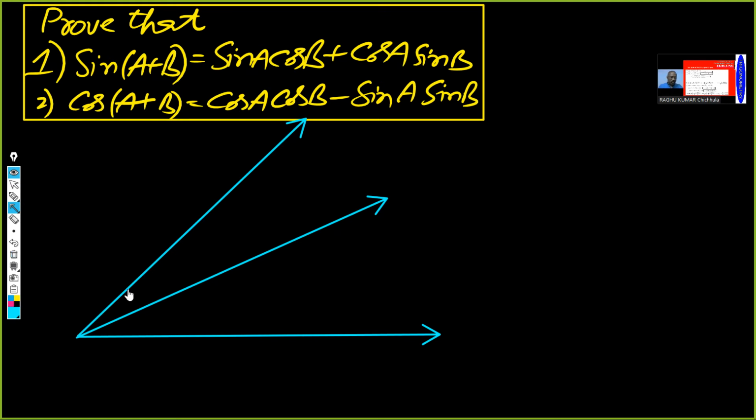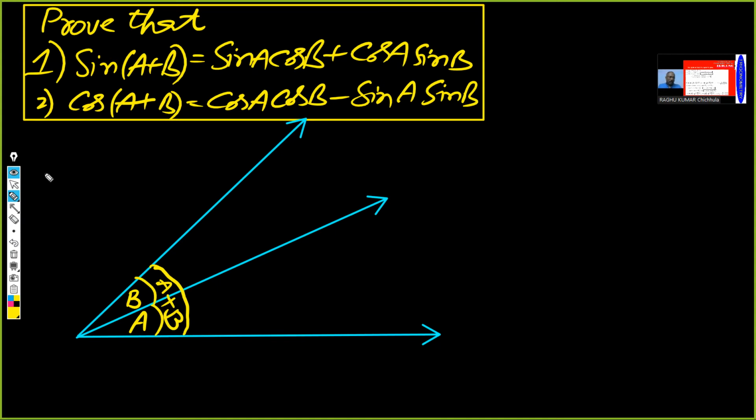Just see this. So I'm marking up the angles now. This first one is angle A. And this is angle B. Then what is the total angle, please? A plus B. This is what the construction you have to understand. Why should we construct like this? Because we need sin A plus B, and cos A plus B. That is why we have constructed like this.